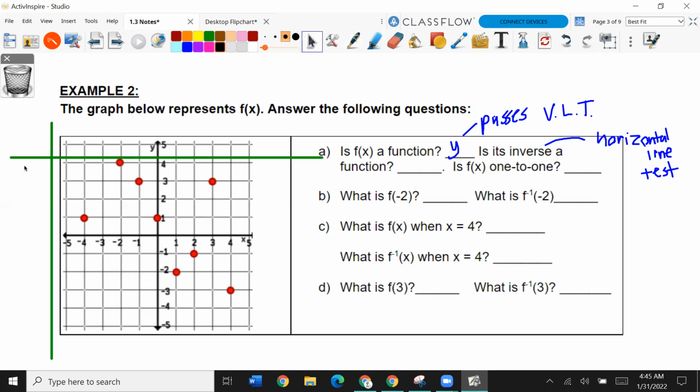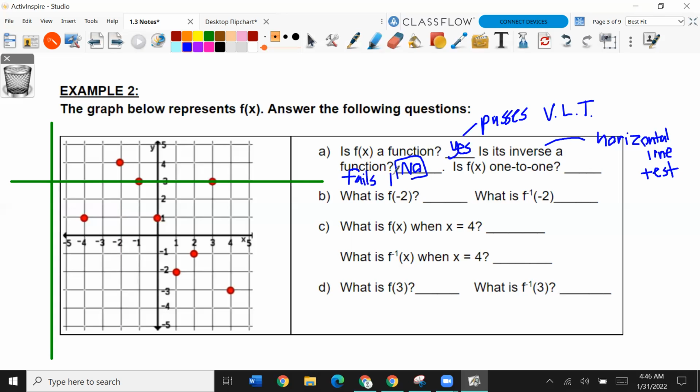So if I were to drag that horizontal line through there, it hits that point once. But notice that at the y value of 3, there are 2 x outputs. So in this case here, it's going to be a no. So this one's going to be yes. But this is a no because it fails the HLT, horizontal line test.